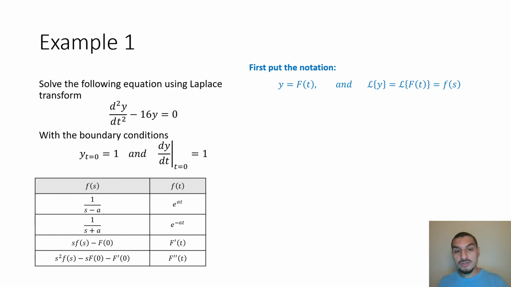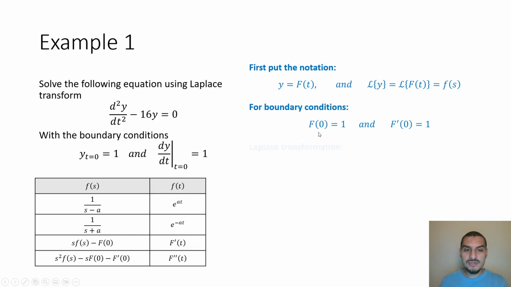Now let's see how we can transform the boundary conditions. For instance, I have y at t equals 0, so y is f of t at t equals 0, then it's f of 0. So this is f of 0 equals 1, and this is f dash of 0 equals 1. So these are the boundary conditions that I have. And now let's see how the function looks. The function will look like this: the second derivative, f double dash of t, minus 16 multiplied by y, which is f of t, is 0.